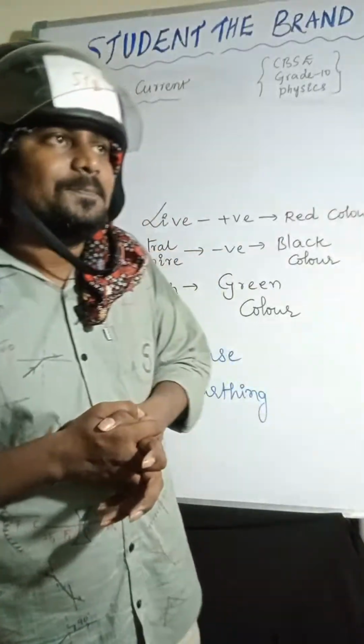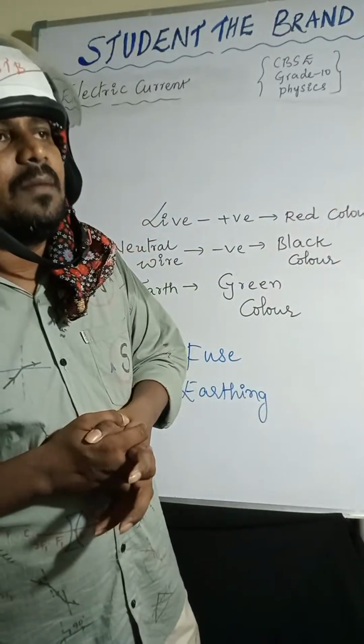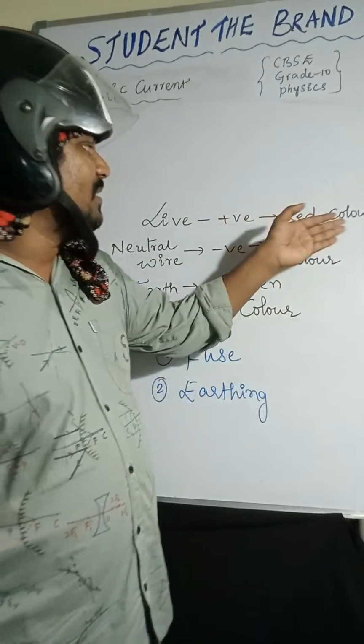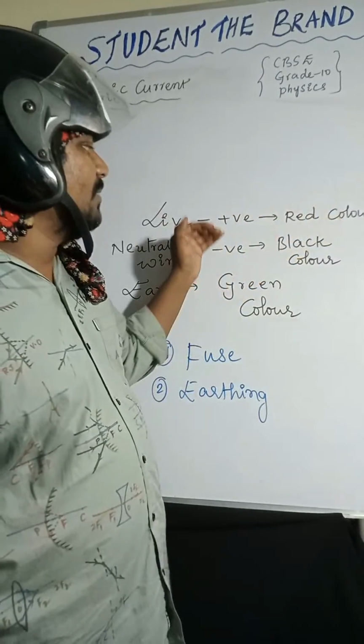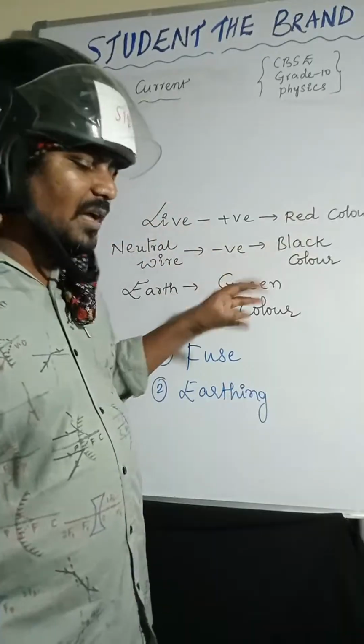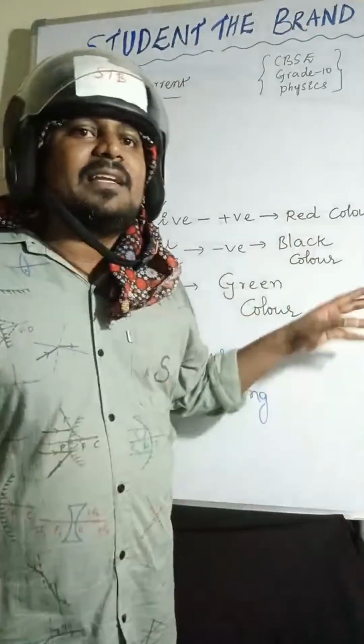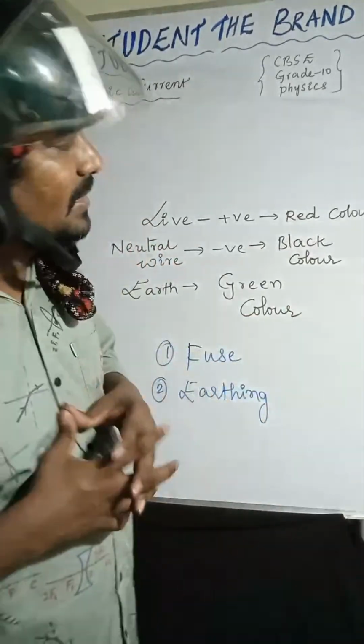Overloading completed, short circuit completed. Live wire is the positive wire, red color. Neutral wire is the negative terminal, black color. Earth wire is green color. Then fuse and earthing. So that's enough. So this is about electric current.